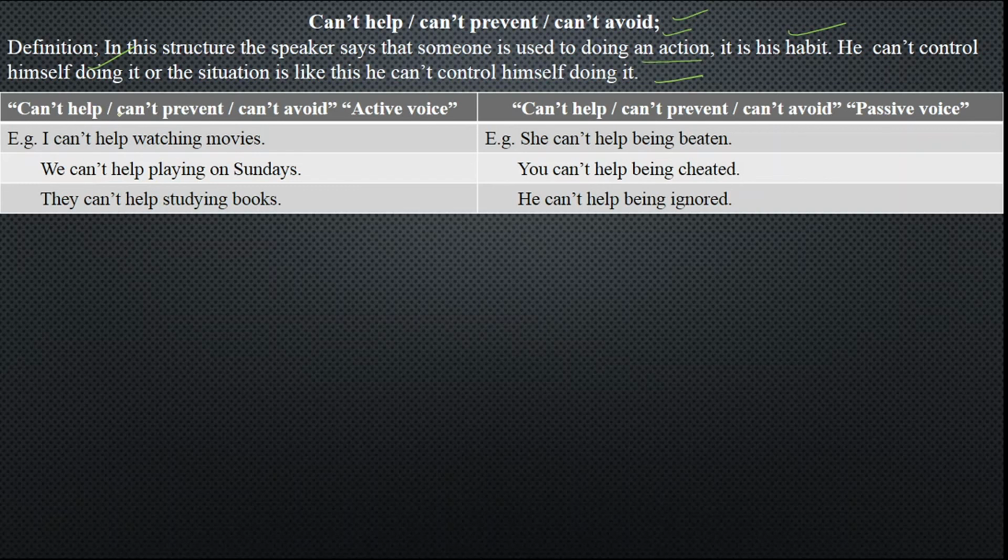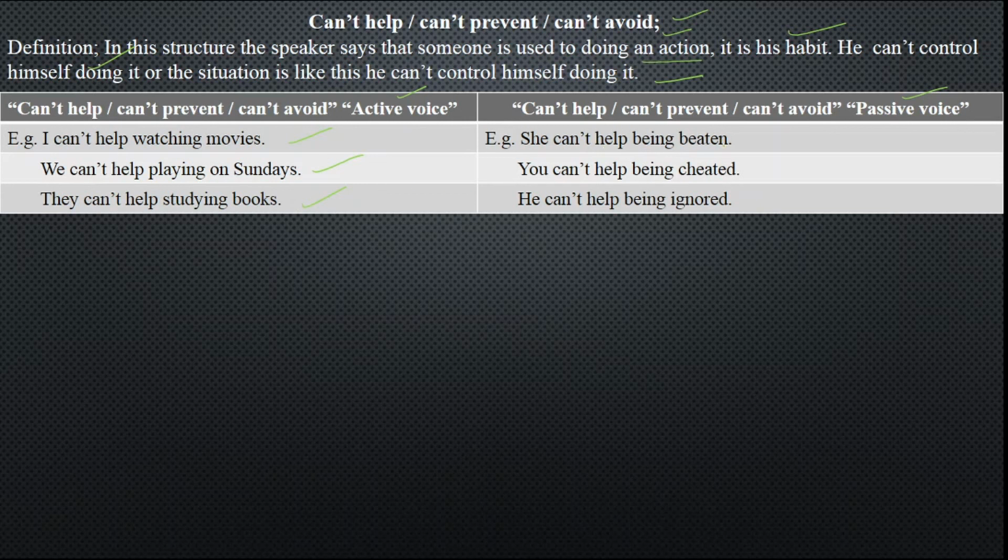Can't plus help, can't prevent or can't avoid. In active voice as well it can be used, and in passive voice as well it can be used. Now sentences for active voice: I can't help watching movies. Without movies I cannot spend my days or weekends, clear? So this is known as I can't help watching movies. I can't help playing on Sundays. Now I can't stop myself, on Sundays I should not play, but it is quite hard for me. And they can't help studying books. Now definitely when they start studying, they cannot stand without studying books.